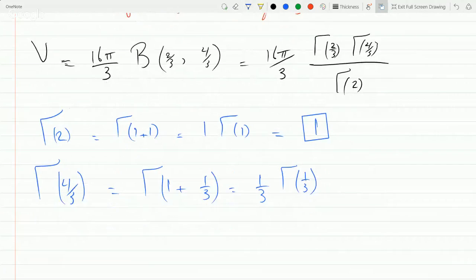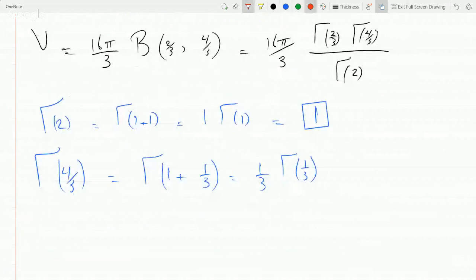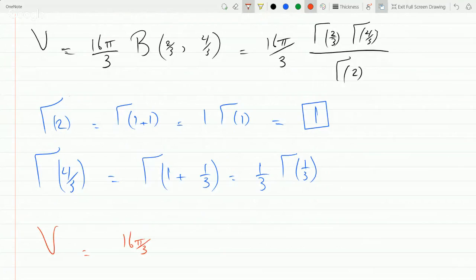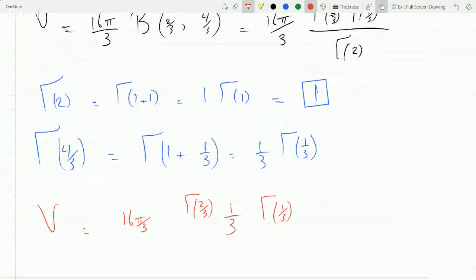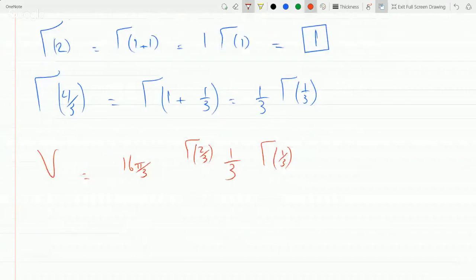So now if you plug this into V, you will get V equals 16 pi over 3, gamma of 2/3, gamma of 4/3 is 1/3 gamma of 1/3. And gamma of 2 is just 1, we said. Okay, so how do you manipulate gamma 2/3, gamma 1/3?